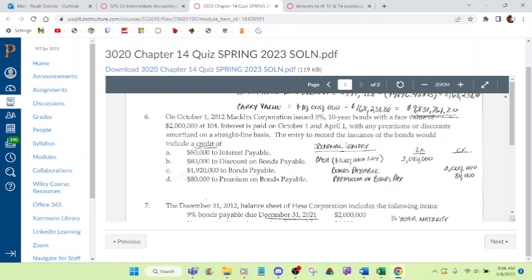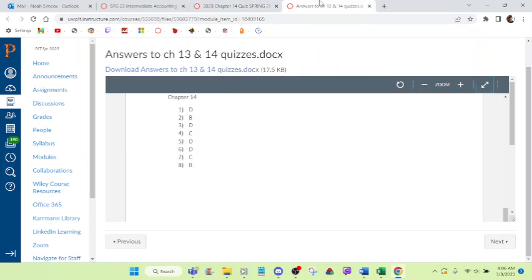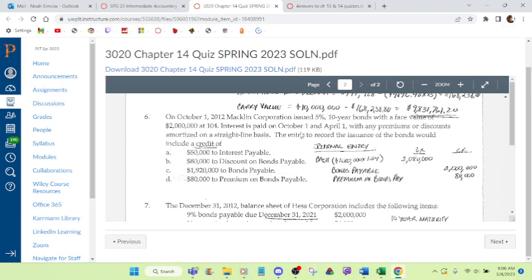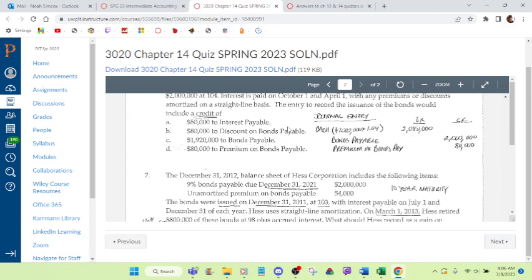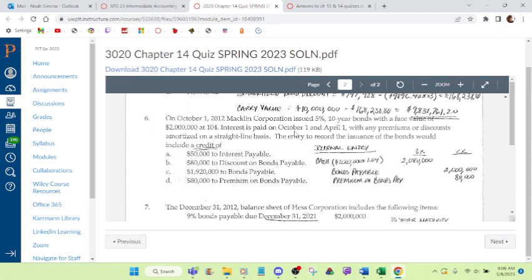Gosh dang it. And then what's 6? D. Did I guess on 6? Wait, what did I do for 6? I'm pretty sure I did the right thing here. I did the right thing on 6 in the quiz. Man, how could I be so stupid as to do the effective interest method by accident for number 5?